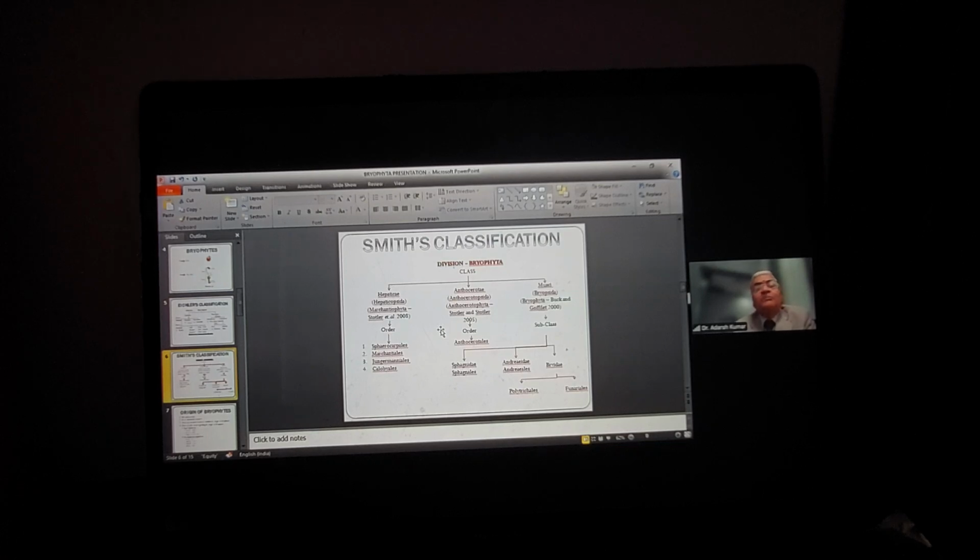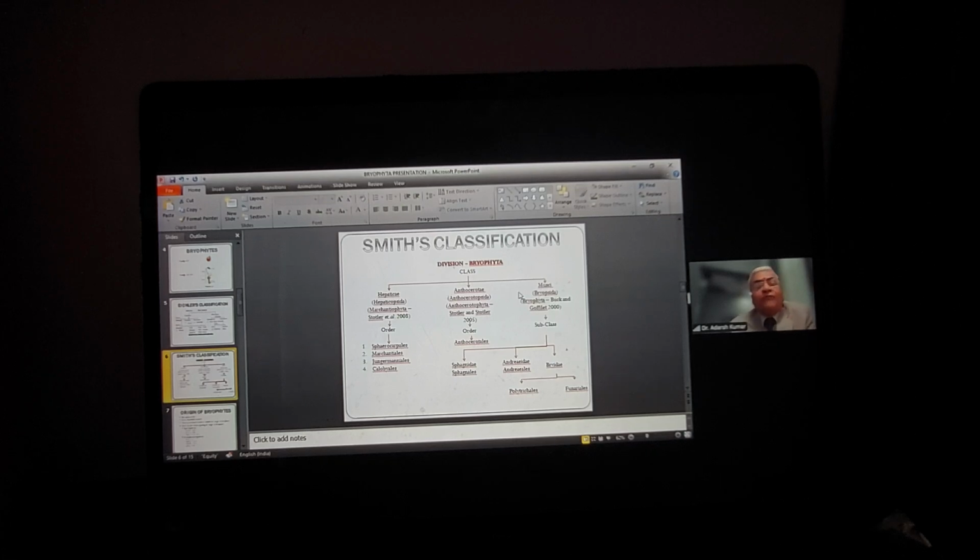This is the Smith classification, which is prescribed in Pune University. Here, division Bryophyta has been divided in three main classes. One is the Hepaticae, the other is the Anthocerotae, and the third is the Musci. As per the ICBN, International Code of Botanical Nomenclature, the new name of the Hepaticae is the Hepaticopsida. The ending of a class is opsida. Then Anthocerotae is known as Anthocerotopsida. And similarly, Musci is known as the Bryopsida.